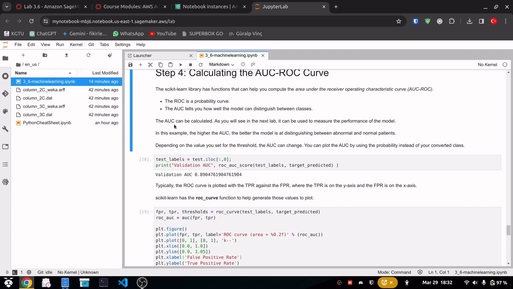The AUC can be calculated. As you will see in the next lab, it can be used to measure the performance of the model. In this example, the higher the AUC, the better the model is at distinguishing between abnormal and normal patients. Depending on the value you set for the threshold, AUC can change. You can plot the AUC by using probability instead of your converted class.